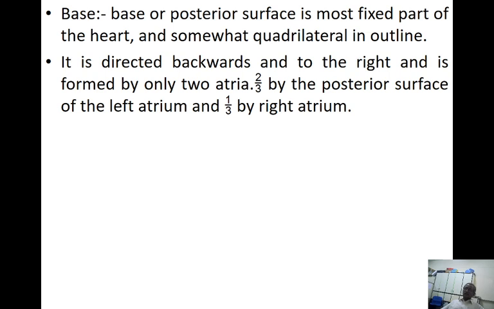The base or posterior surface is the most fixed part of the heart and somewhat quadrilateral in outline. It is directed backwards and to the right and is formed only by the 2 atria, 2/3 of the posterior surface by the left atrium and 1/3 by the right atrium.